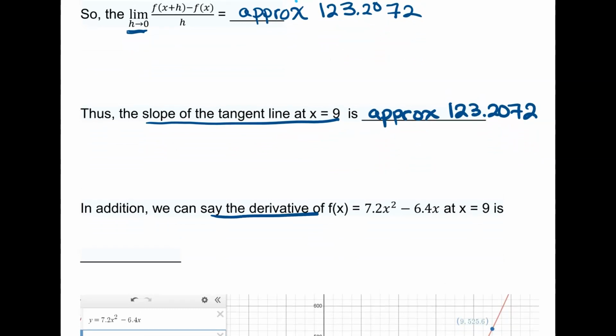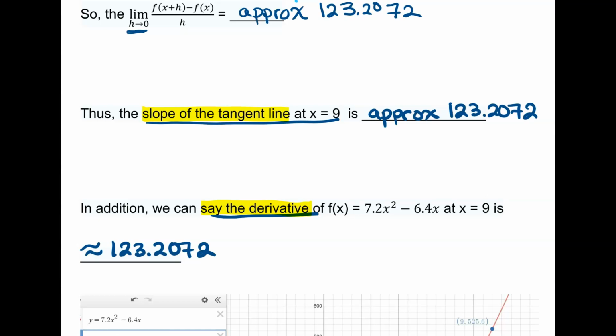So we want to get used to the slope of the tangent and the derivative being just interchangeable. The derivative, again, is about 123.2072. So the slope of the tangent line and the derivative at 9 are both the same, about 123.